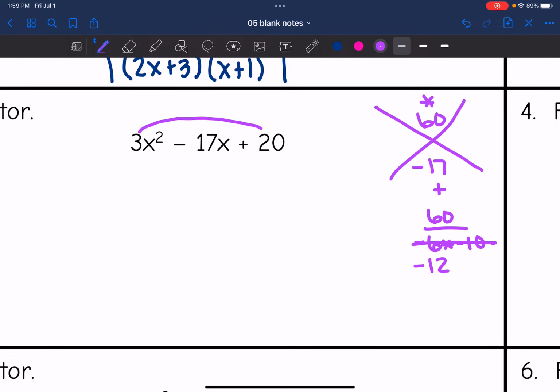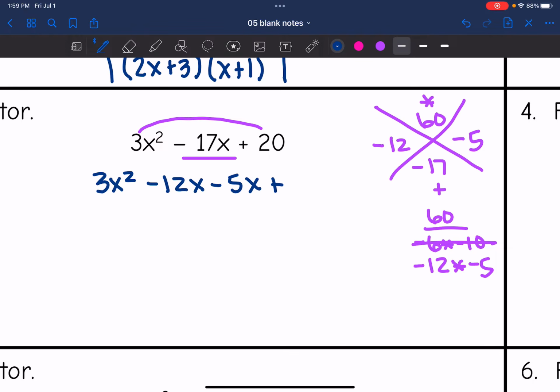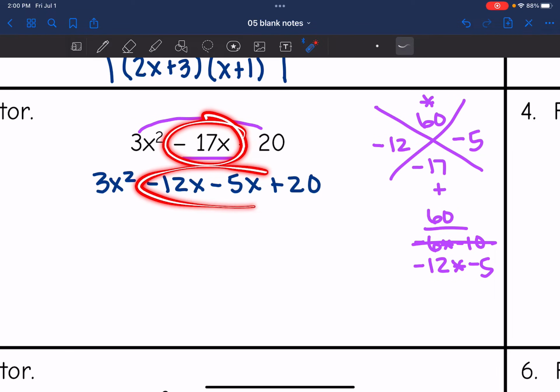Negative 12 and negative 5. Oh, that adds to negative 17. So those are the numbers, negative 12 and negative 5. Okay, so now I can split this negative 17x up into negative 12x and negative 5x. So I'm going to get 3x squared minus 12x minus 5x plus 20. I just split that negative 17x up into negative 12x and negative 5x.